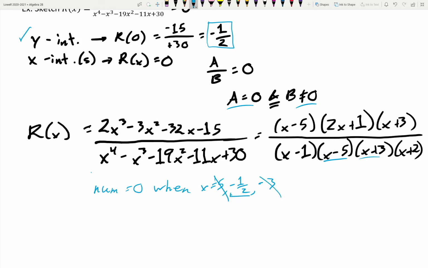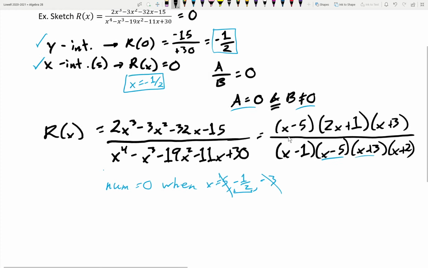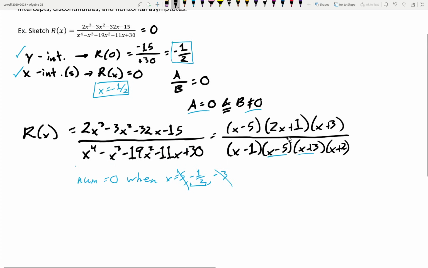When I plug in negative 1/2, that actually won't make the denominator equal to 0, and so that's our only x-intercept. So in short, you're really looking for factors in the numerator that don't also show up in the denominator. So our one and only x-intercept right here is that x is equal to negative 1/2. Okay? It's right there.